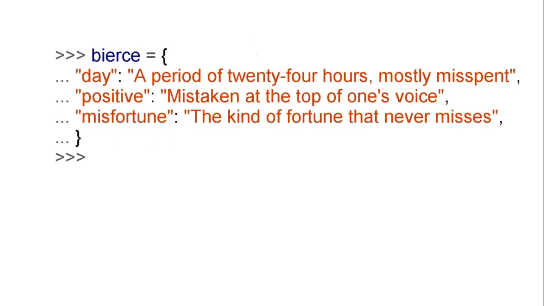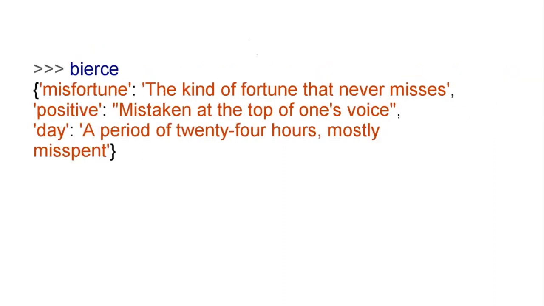Create with curly brackets. To create a dictionary, you place curly brackets around comma-separated key-value pairs. The simplest dictionary is an empty one, containing no keys or values at all. Let's make a simple small dictionary with quotes from Ambrose Bierce, The Devil's Dictionary. Typing the dictionary's name in the interactive interpreter will print its keys and values.